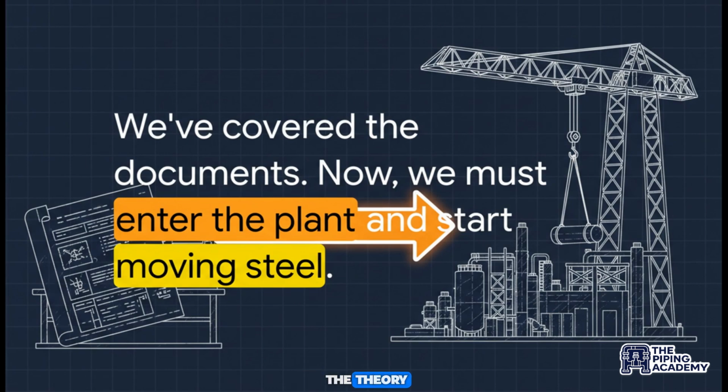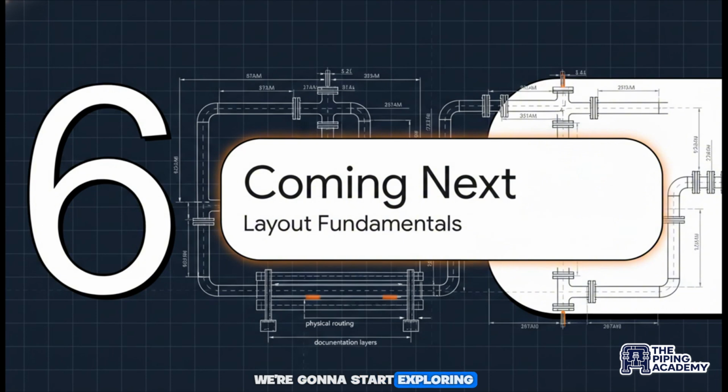So there you have it. We've now covered the theory, we've looked at the components, the materials, and now the documents that tie it all together. You are technically prepared. It's time to leave the classroom, so to speak, and enter the plant. It's time to start moving some steel. In our next module, we're going to start exploring the fundamentals of layout, and we'll see exactly how all this documentation translates into actual physical routing in the plant.